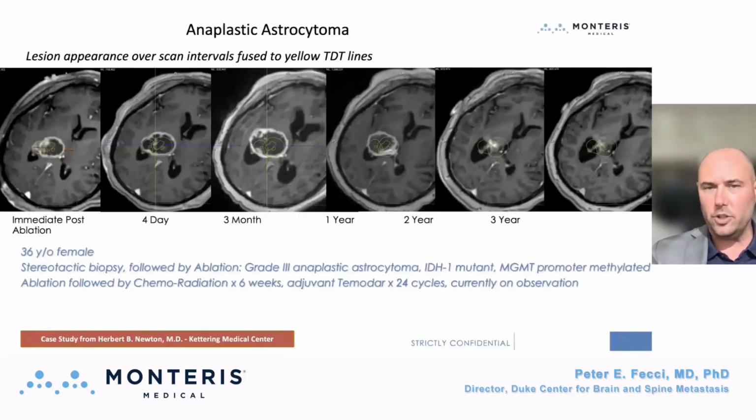Those were all metastatic disease and radiation necrosis. This was supplied by a colleague at Kettering, Dr. Newton, and shows that you can get similar type expansion in anaplastic astrocytoma, but again, seeing a contraction down to that gliotic scar over an extended period of time.